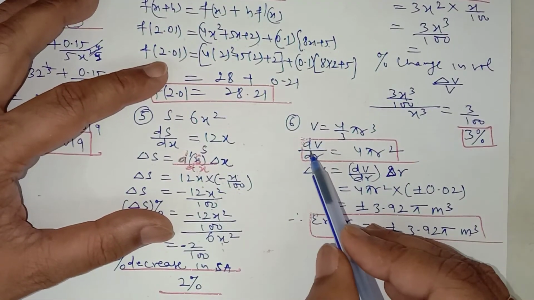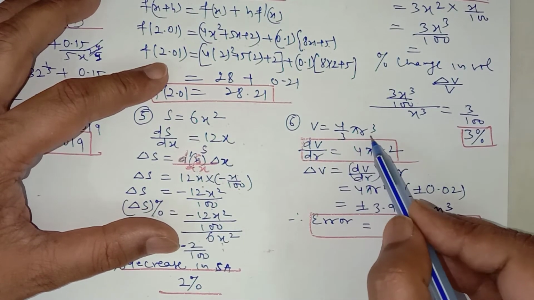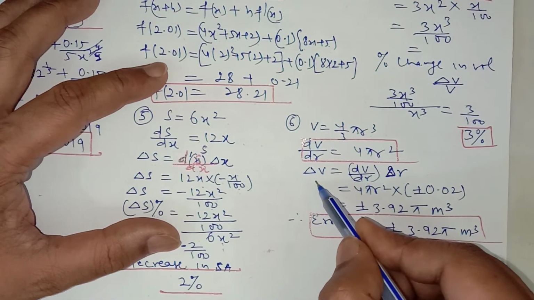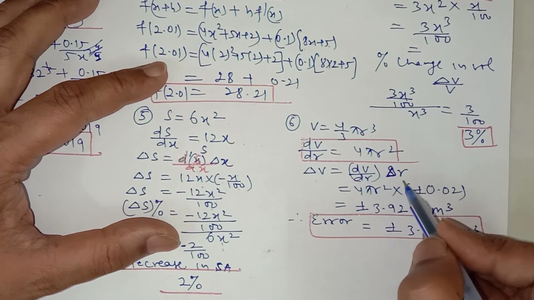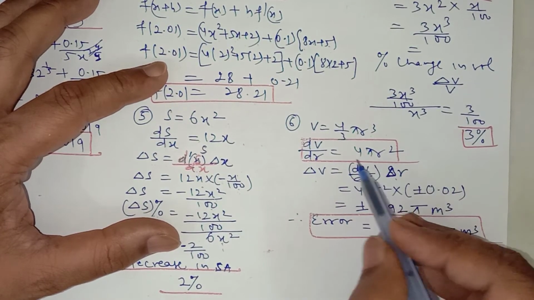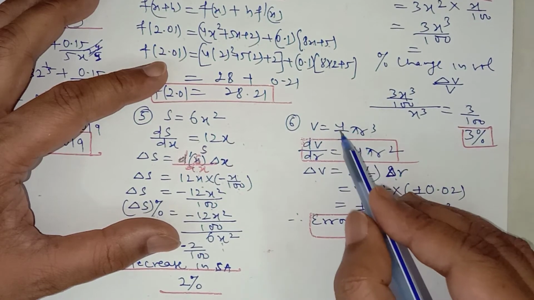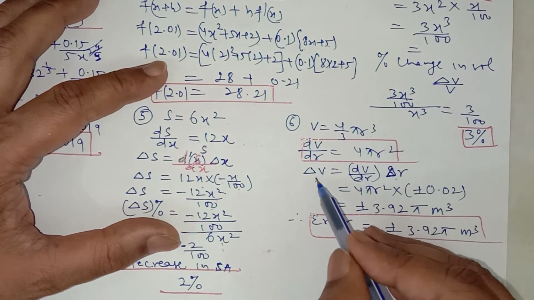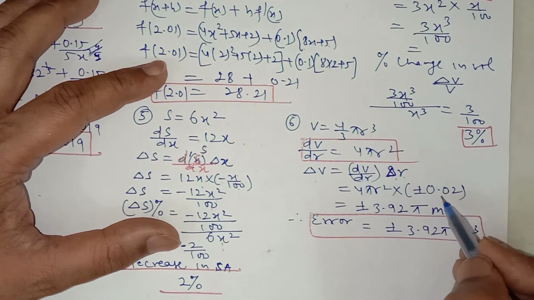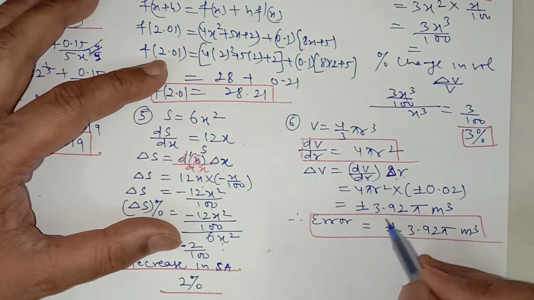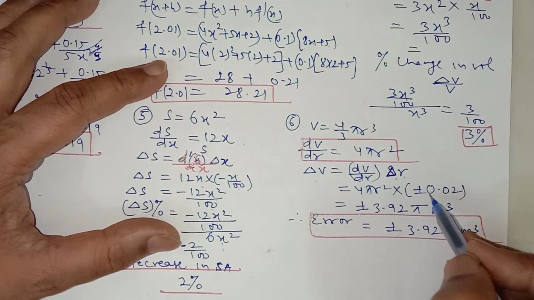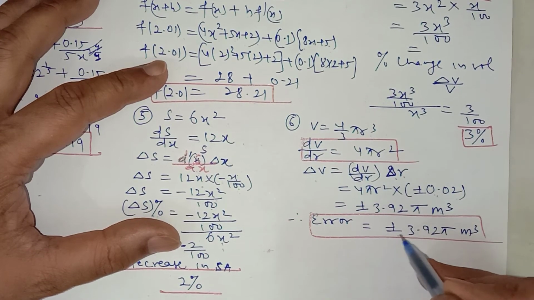In question number 6, it is given that the volume of the sphere is 4 upon 3 pi r cube, and you have to find the approximate change in the volume of the sphere when there is a small change in the radius of 2%. So dV upon dr is 4 pi r square. Find the derivative of this, 4 pi r square. The small change in the volume will be the derivative of the volume into the small change in r. A small change in r is plus minus 0.02, which gives plus minus 3.92 pi meter cube. There will be the error. Error is given. We don't know whether it is increasing or decreasing, so I have taken the plus minus sign.